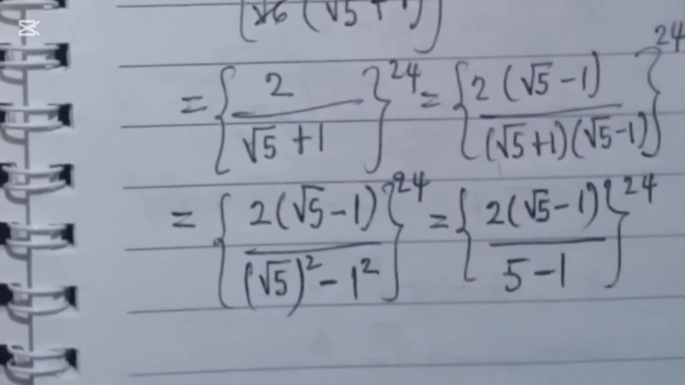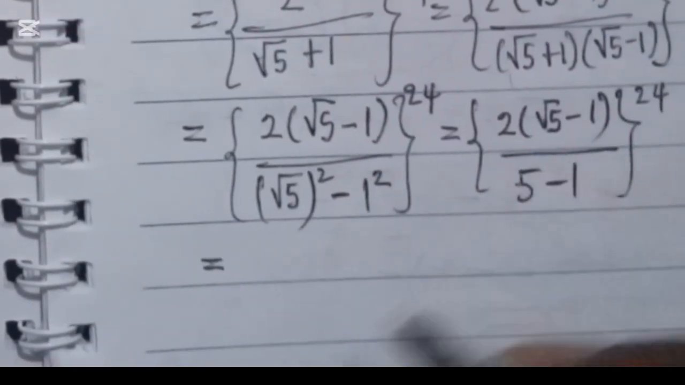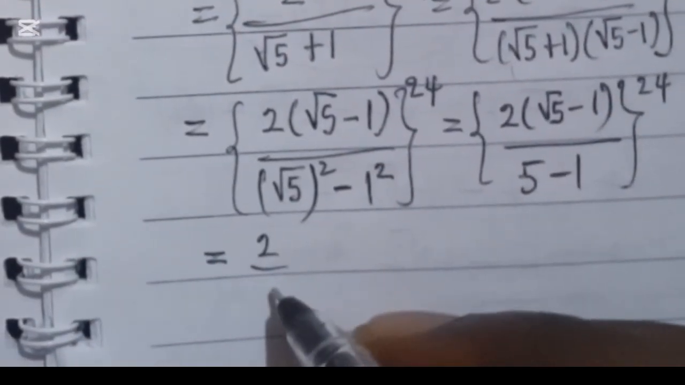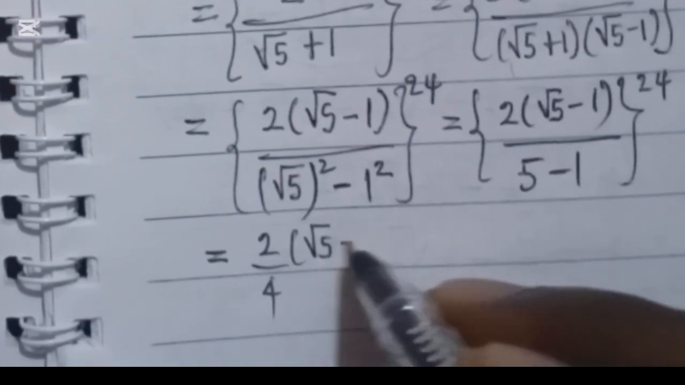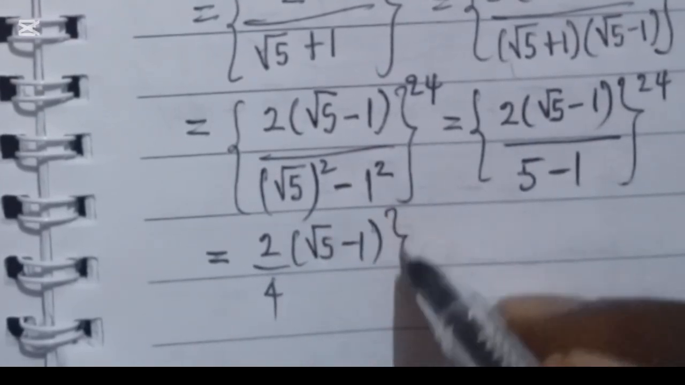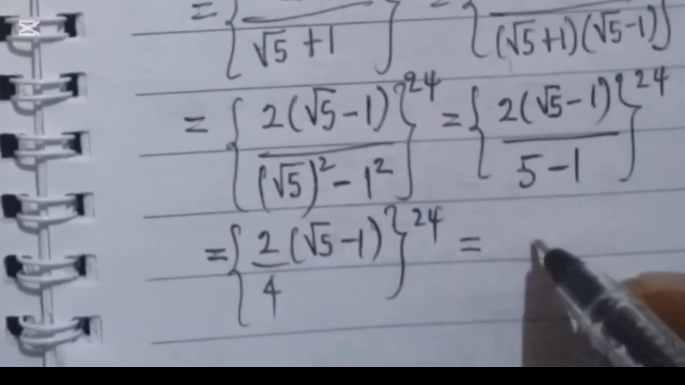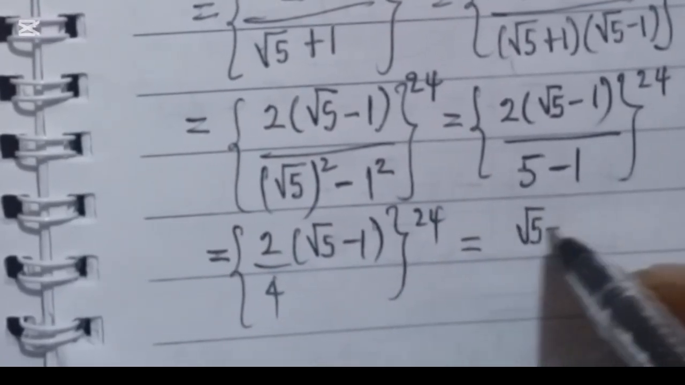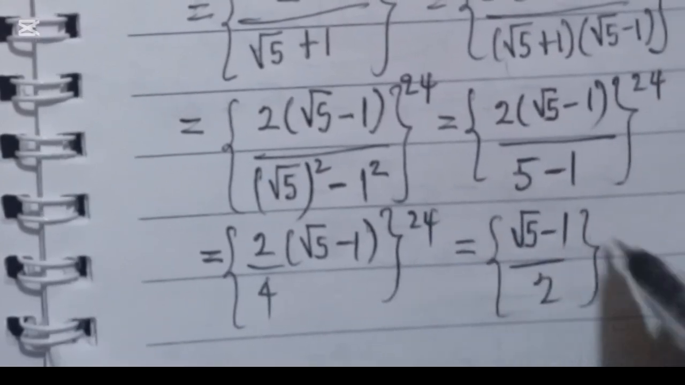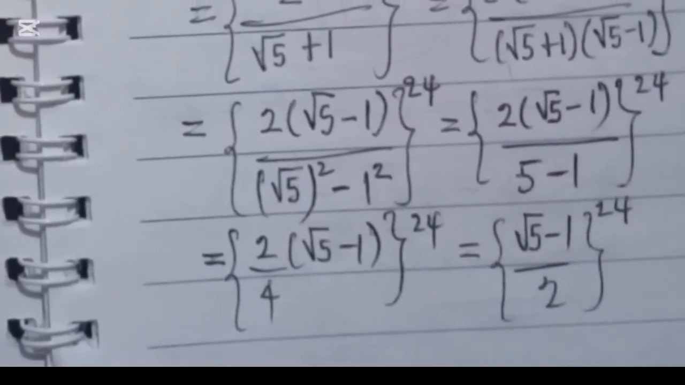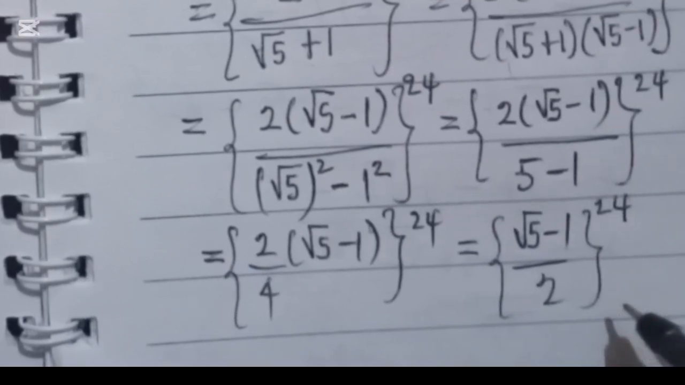Then we can simplify this even further: this becomes 2 over 4, times the square root of 5 minus 1, and then everything to the power of 24. When we simplify this, you get the square root of 5 minus 1, all over 2, everything to the power of 24. So this is the simplified version, and we're going to leave our answer at this.